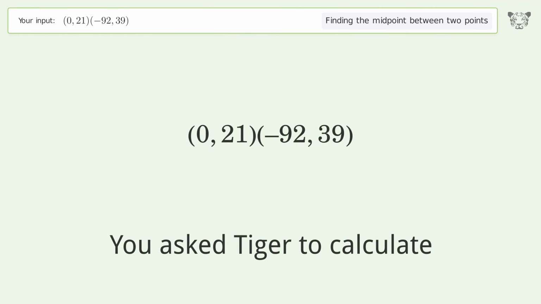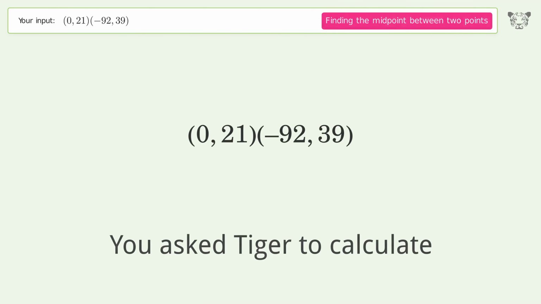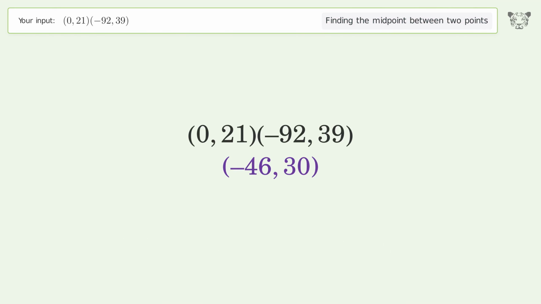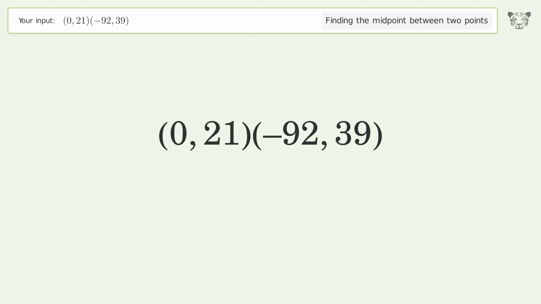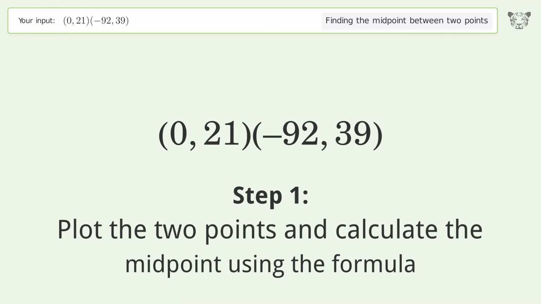You ask Tiger to calculate. This deals with finding the midpoint between 2 points. The midpoint between the 2 points is negative 46, 30. Let's solve it step by step. Plot the 2 points and calculate the midpoint using the formula.